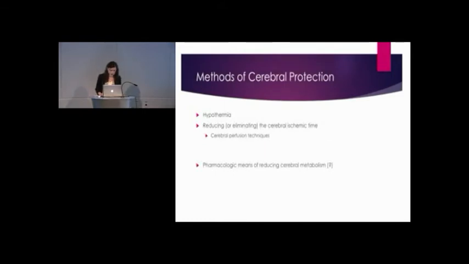So how do we protect the brain? There are two major ways that have been validated, and those are hypothermia and reducing or eliminating the total cerebral ischemic time. And that's why we now have methods of cerebral perfusion. Other potential methods are pharmacologic means of reducing our cerebral metabolism, and we'll talk more about that throughout this.